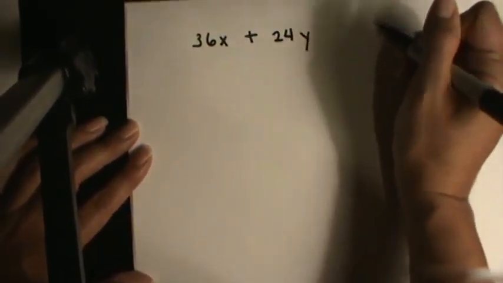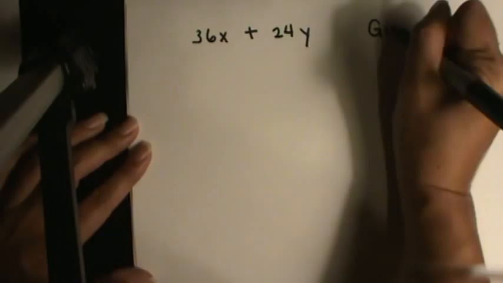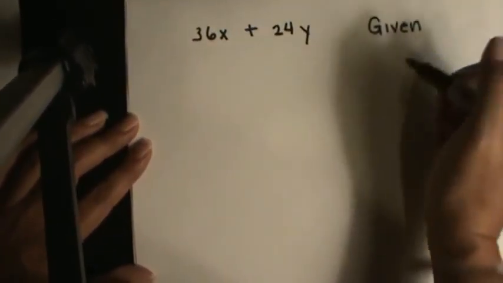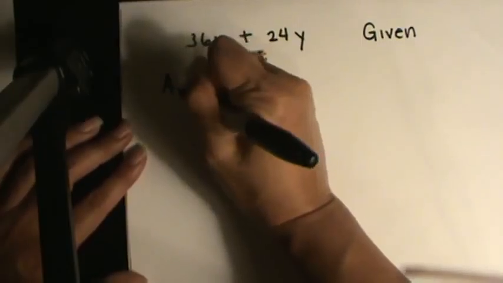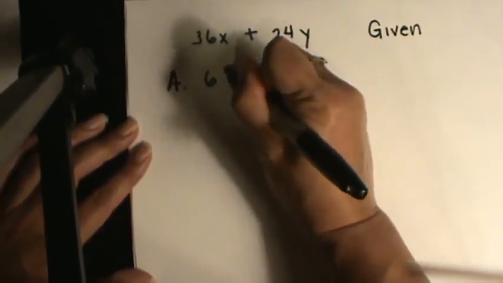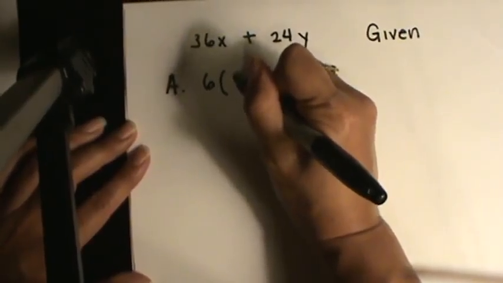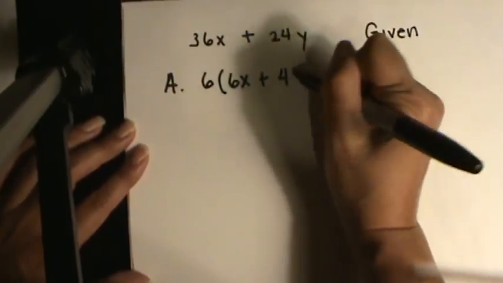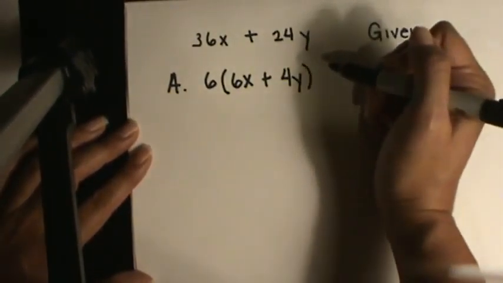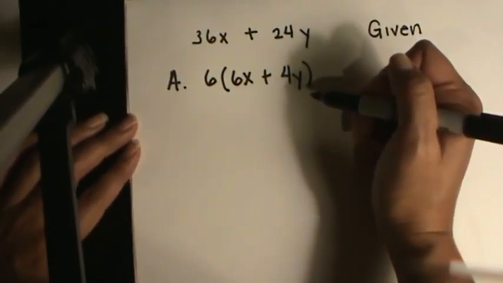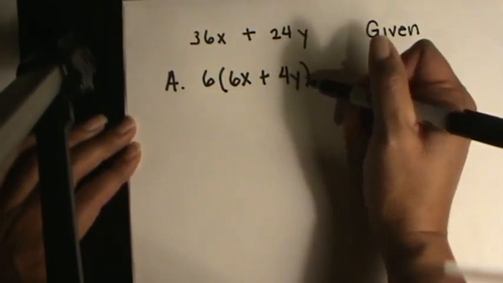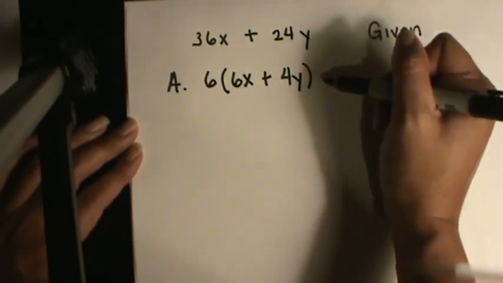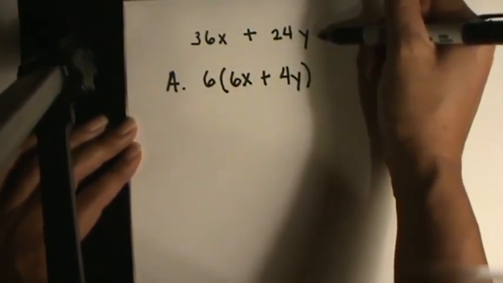(36x plus 24y) is given. A is 6 multiplied by the quantity of 6x plus 4y. Remember, after simplifying, A must be equivalent to the given expression.